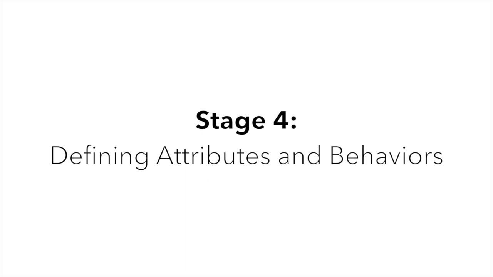Stage 4. Defining attributes and behaviors. Time to unleash your inner mad scientist. Imagine you're in a lab, concocting the perfect potion. In this case, we're defining the attributes, which are the ingredients, and behaviors, which are the reactions of each app entity. For example, a donor object might have attributes like a name, email, and total donations, along with methods like making a donation.